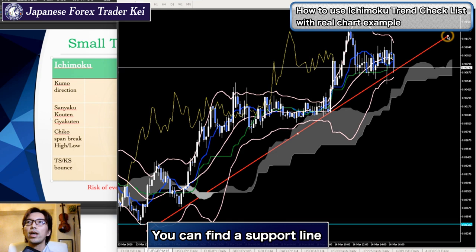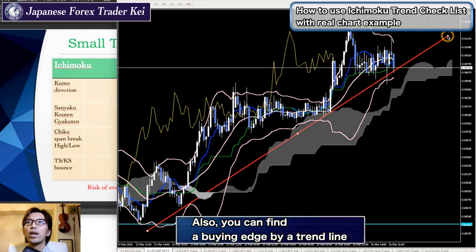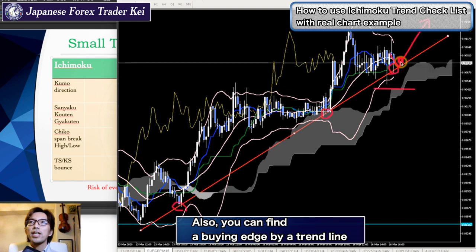So you can expect the price to be supported by this trend line and keep going upwards this way. So this will be a great buy chance. In this case, you place a stop loss slightly below the recent low, which is again at this level, and you can expect the price to break the recent high, even upwards.